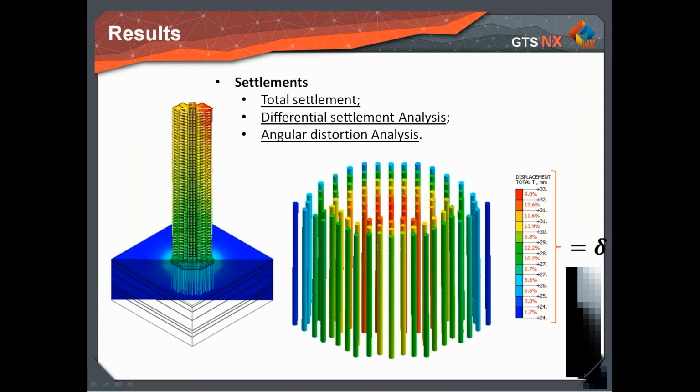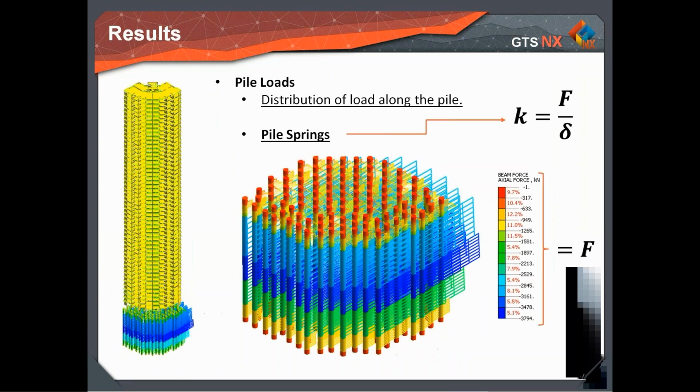Here in the presentation, we have called the settlement as delta. In the next slide, showing the result of pile loads and the distribution of load along the pile. It is important to note that piles were located in different spots along the raft, so they have different loads acting. This can be evaluated through this analysis using the values of loads obtained for each pile and dividing by the settlements for each pile.